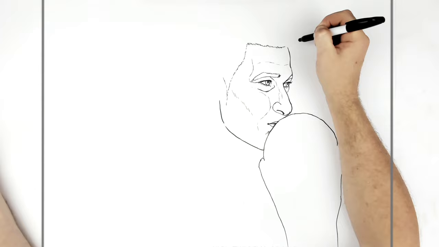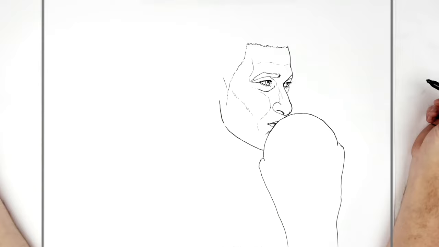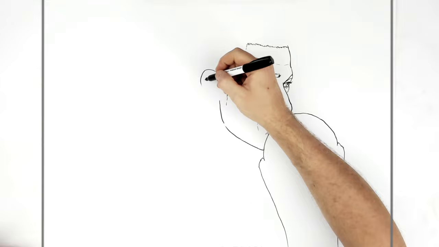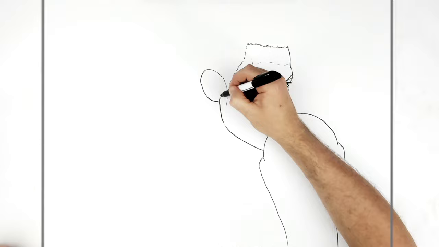Okay. So his ear, out from here. Around like that. And if you notice, his ear lines up just with his eyebrow there. And this comes down like so. And then the ear lines inside.